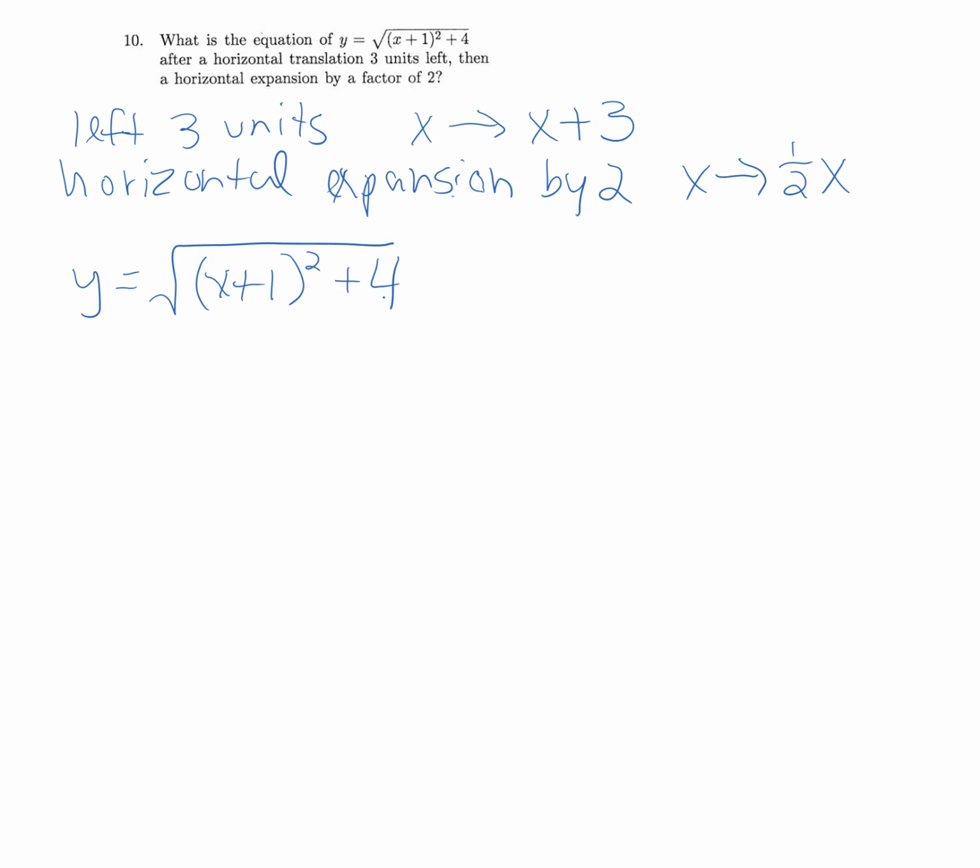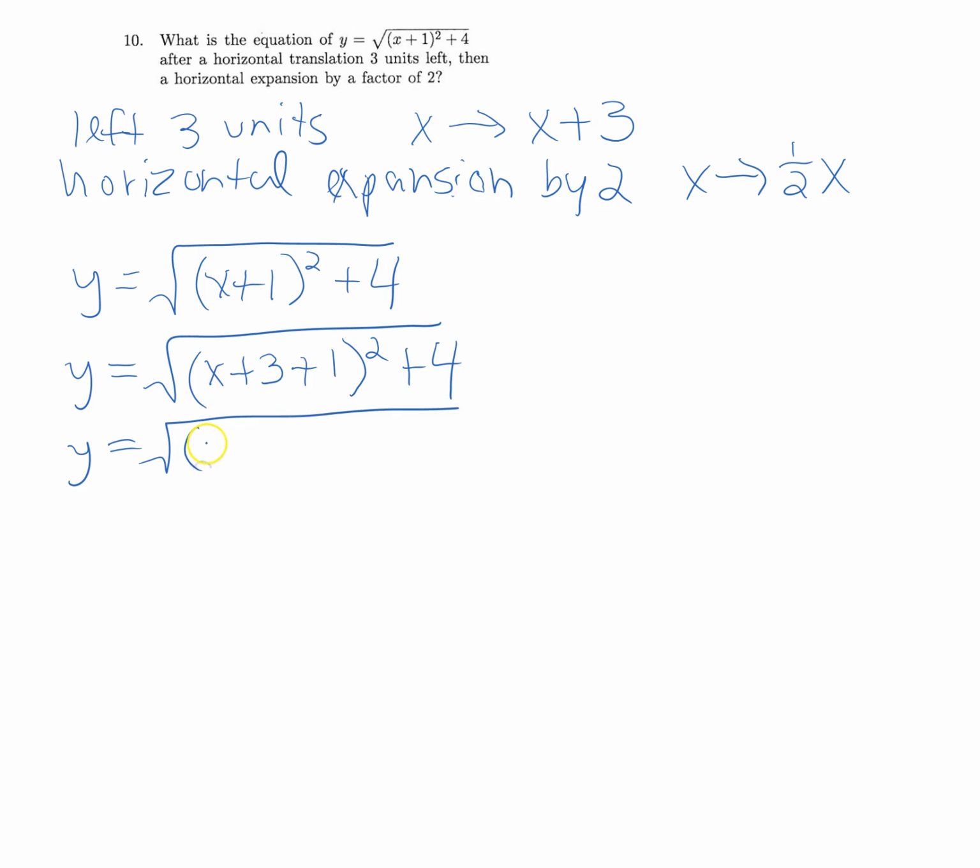So I'm going to start by doing my horizontal translation 3 units to the left. This is going to give me y equals square root of, I'm just replacing x with x plus 3. So I get x plus 3, and I still have this plus 1 here. That's going to be squared plus 4. Okay, so if I evaluate this out, I get the square root of (x plus 4) squared plus 4.